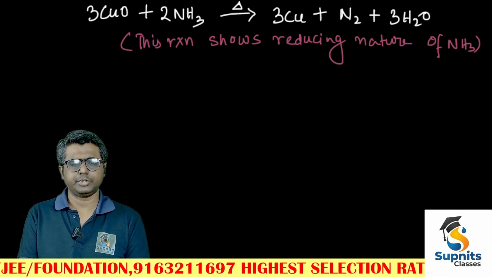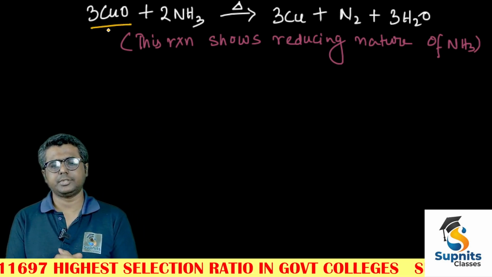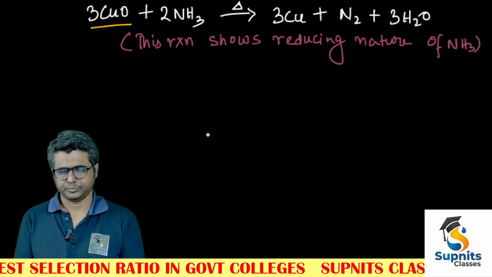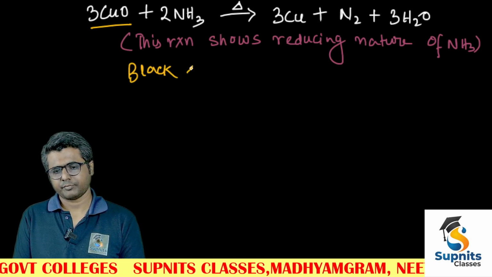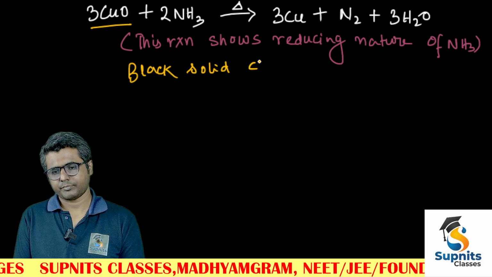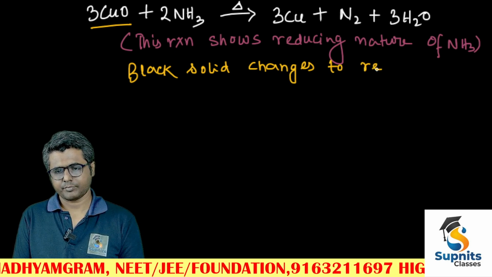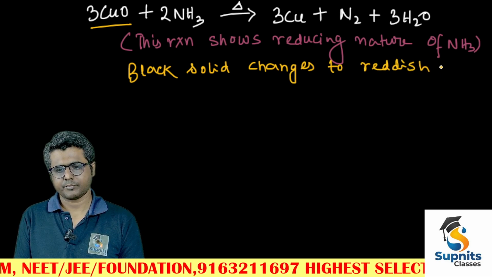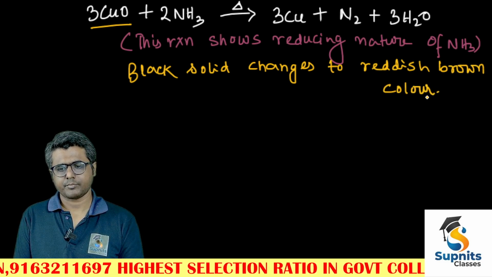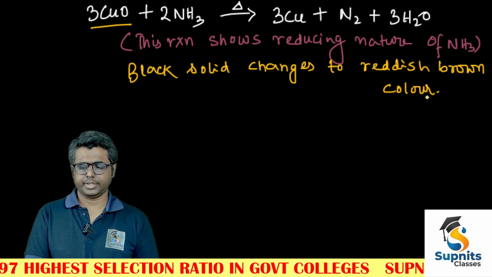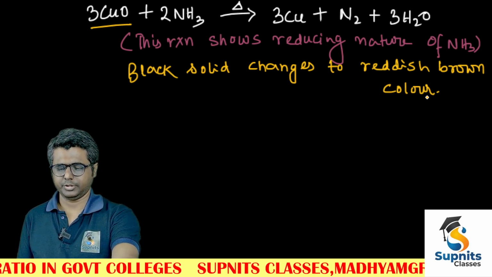So, what will be my observation in this one? Black color, this CuO is black color. So, this black color CuO changes to reddish brown. So, what I will write? Black solid changes to reddish brown color. Very important observation which you need to do.